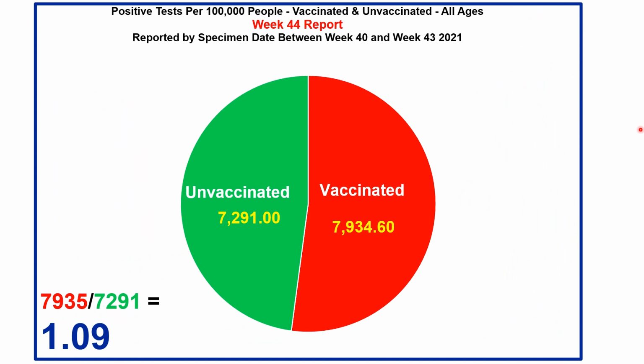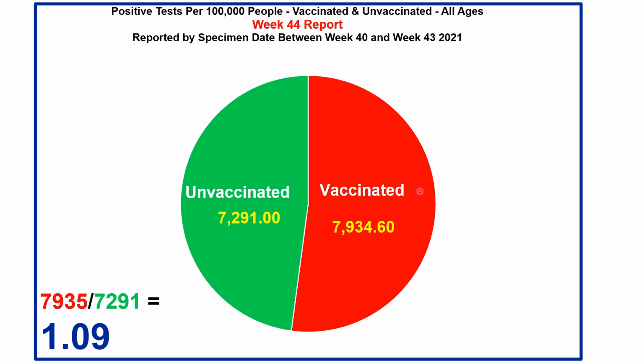Now, going back to the previous video, these were the positive tests per 100,000 people in the vaxxed and unvaxxed population for all ages. And we had basically more vaccinated cases than unvaccinated. And this was normalised per 100,000 people unvaxxed and per 100,000 people vaxxed. So they are comparable numbers. And there was actually 1.09 times more in the vaccinated than the unvaccinated.